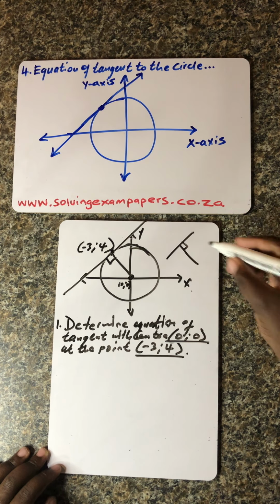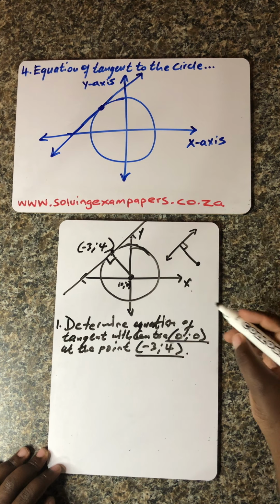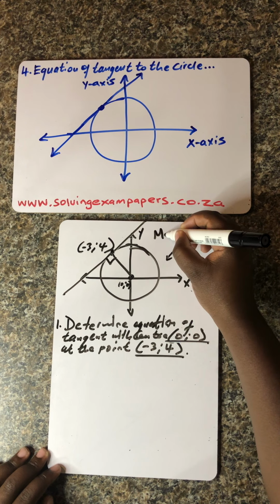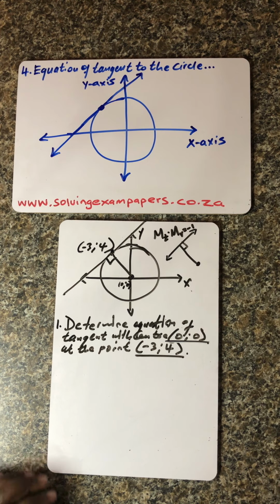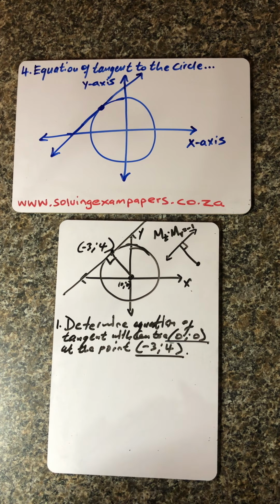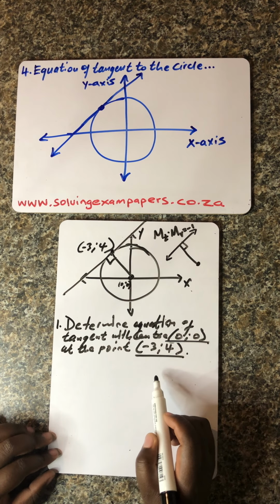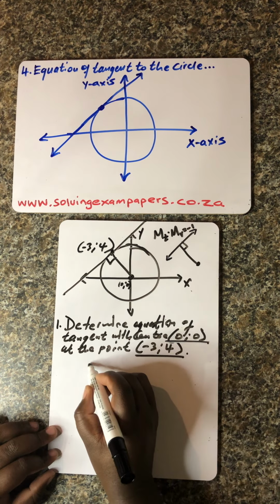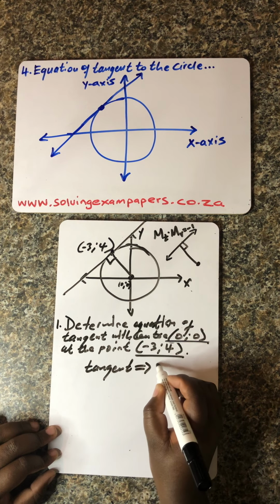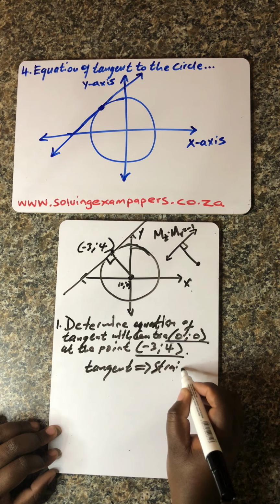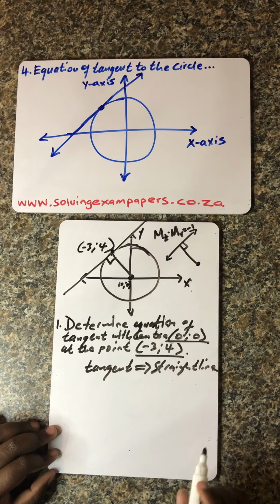Otherwise, you can still put it on that side. So this is the center. Remember, guys, m of tangent multiplied by m of radius is equal to -1. Okay, so ladies and gentlemen, obviously for us to determine the equation of the tangent, what you need to know is that the tangent is a straight line. It's a straight line. You remember an equation of a straight line, ladies and gentlemen.